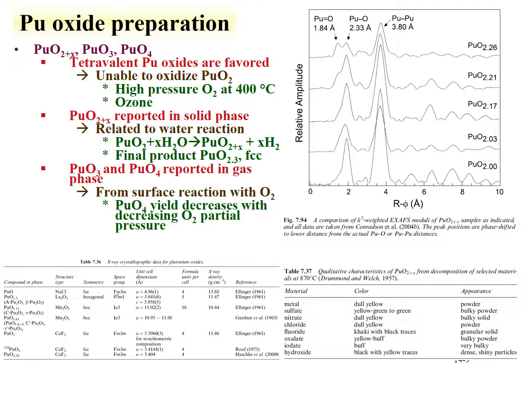Other plutonium oxides include the hyperstoichiometric PuO2+X, and other oxidized forms, so PuO3, PuO4. Tetravalent plutonium oxides tend to be favored. Often you're unable to oxidize the dioxide even at high pressure oxygen at 400 degrees or in ozone. However, PuO2+X has been reported in the solid phase.